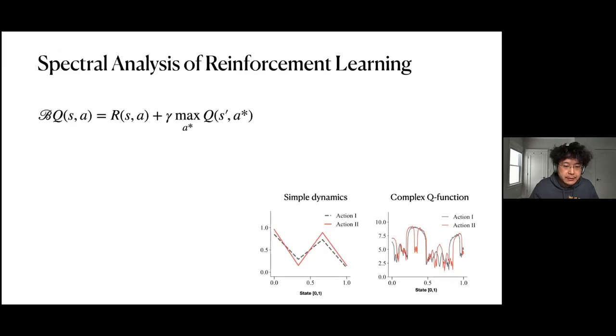So this happens because this is looking at things through the lens of a reinforcement learning problem, and we wanted to look at the problem a little bit more carefully. So here we did some spectral analysis of the value approximation problem. In reinforcement learning, you have the Bellman equation.